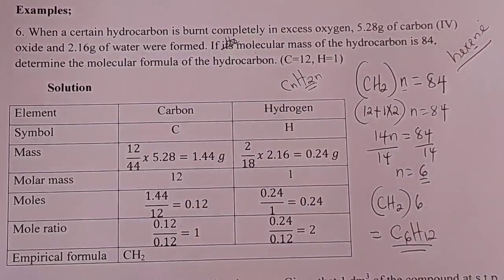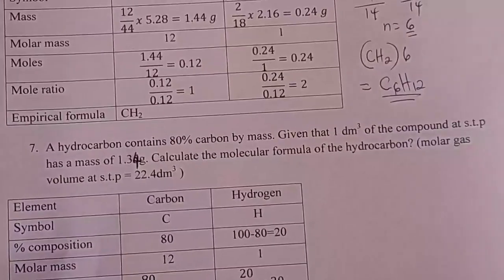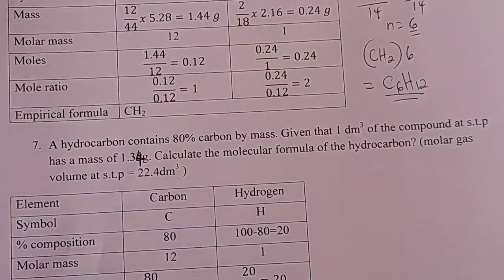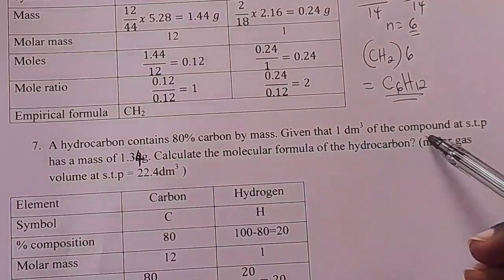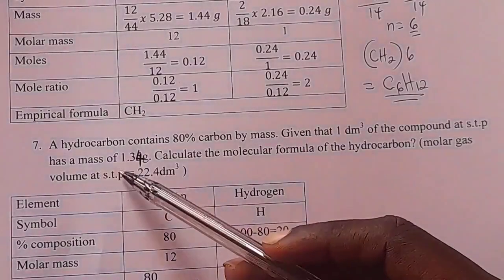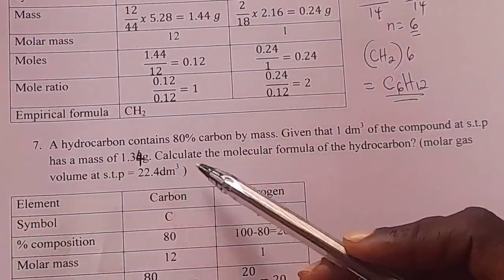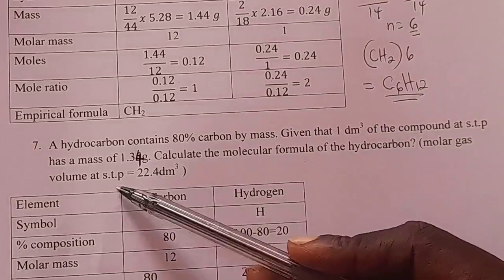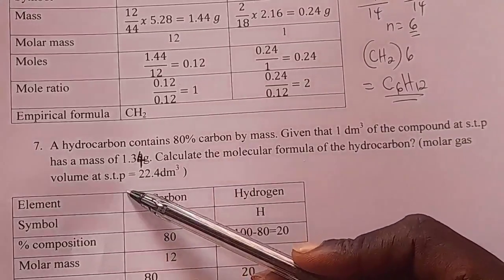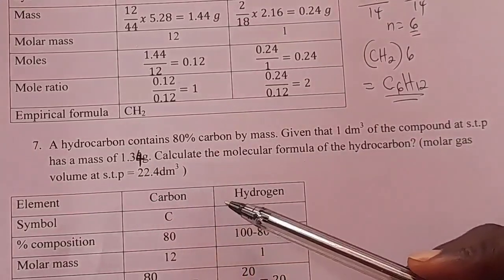Okay, we go to the second question. That's number 7. Question number 7. We are told a hydrocarbon containing 8% carbon by mass, given that 1 decimeter cube of the compound at STP has a mass of 1.34 grams. Calculate the molecular formula of the hydrocarbon. Molar gas volume at STP, that's the standard temperature and pressure, will be 22.4 decimeter cube.